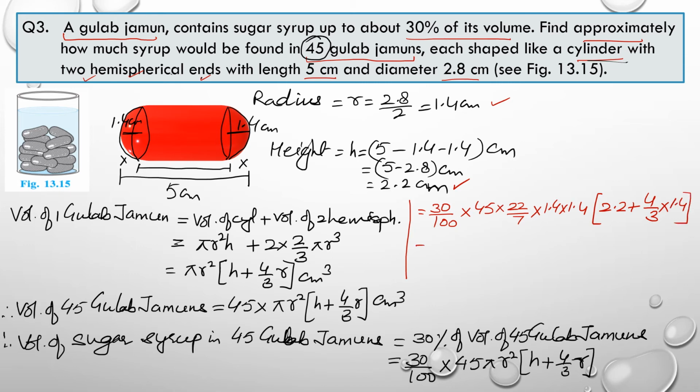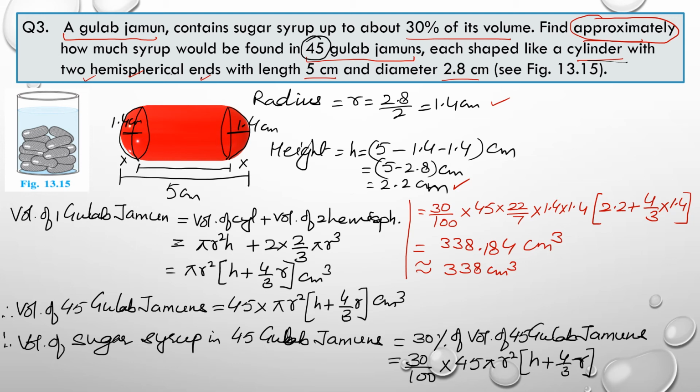Now do the calculation yourself, right? When you simplify all this, you will get 338.184. I have not simplified it myself. Do it yourself, you'll be able to do it. Right? So this is 338.184. Since the question says find approximately, let's write its approximation. This is 338 centimeter cube. So this much volume of sugar syrup is required for 45 gulab jamuns.